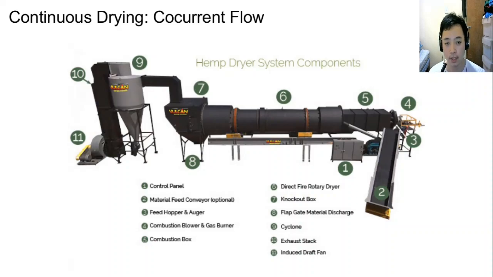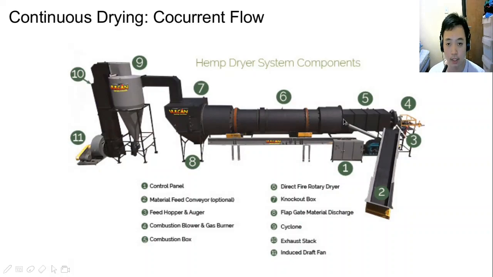In the indirect, it's like a fire tube boiler. There's a heating element, and the air will blow through it and come out as hot air, and that's the hot air that will be supplied to the dryer.